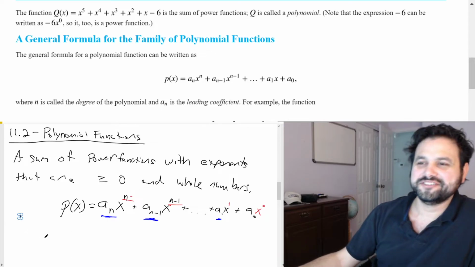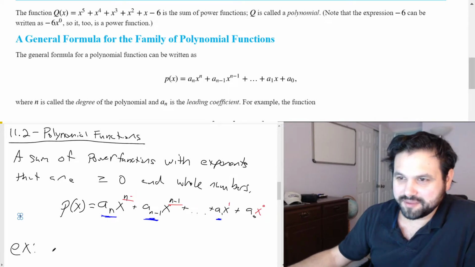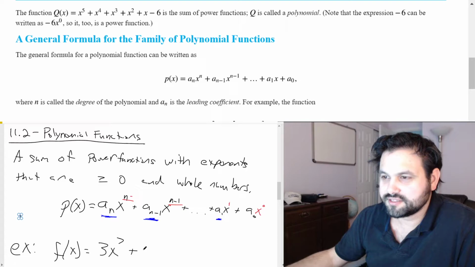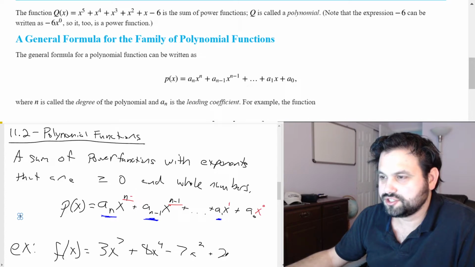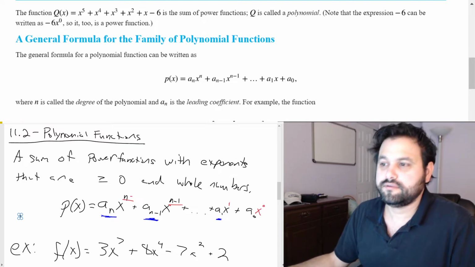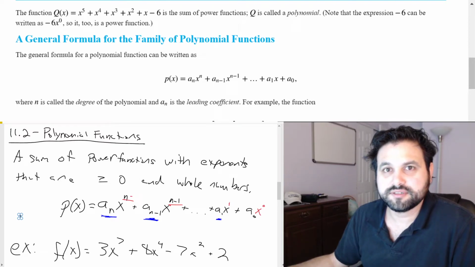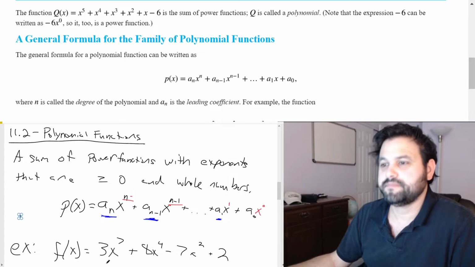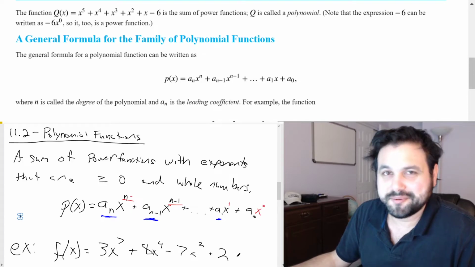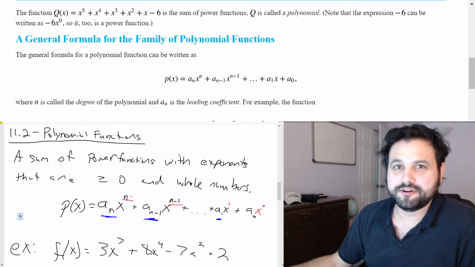So a polynomial function, here's an example of a polynomial function. F of x equals 3x to the 7 plus 8x to the 4 minus 7x squared plus 2. There's a polynomial function, okay? So to check, you have to make sure that all of the exponents are positive whole numbers. So positive whole number exponents. And don't worry about the constant, okay? There can be a constant. Anything else would not be a polynomial function.